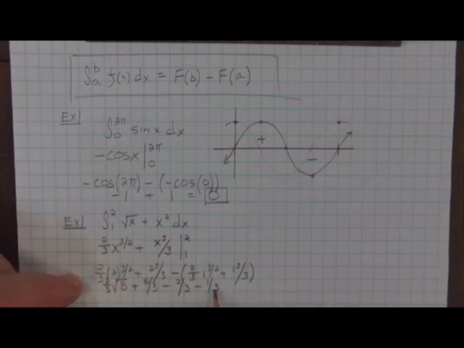I've got some fractions with a common denominator to add, so I can express the final answer as 2/3 radical 8 plus 8/3 minus 2/3 minus 1/3 leaves 5/3. This is about as simple as it can get. We'll stop there.